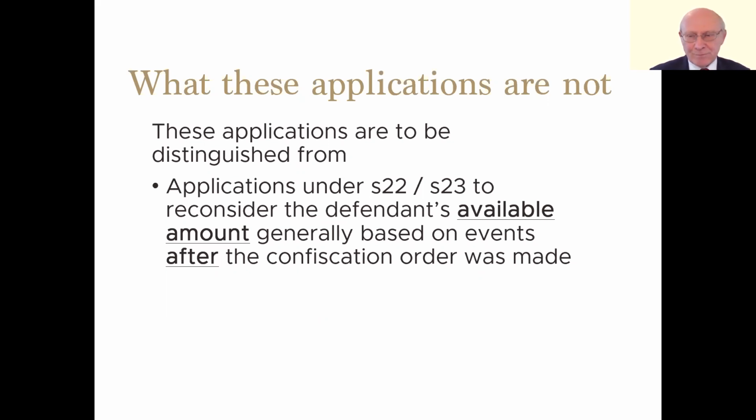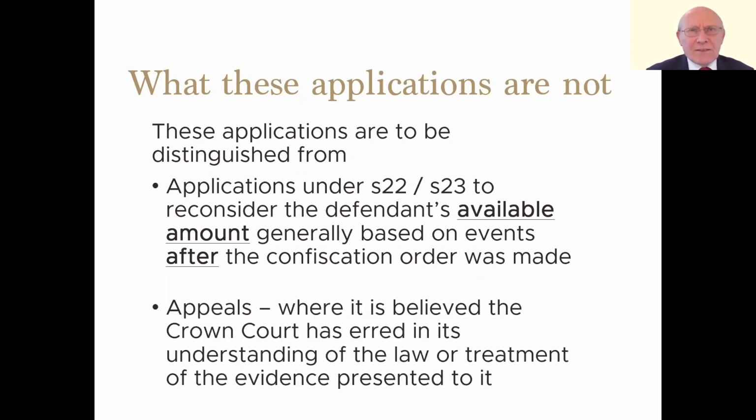And of course, these are not appeals. Appeals, obviously, are where the Crown Court is believed to have made some sort of error, either of law or of its treatment of the evidence presented to it, and an appeal goes to the Court of Appeal. That's a different scenario from this, where we are making or remaking the confiscation order in the Crown Court. So let's look at section 21 in detail.